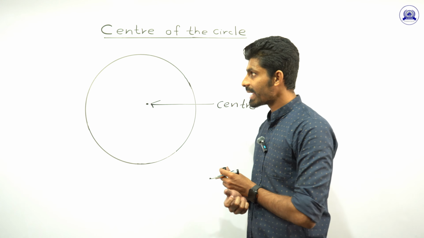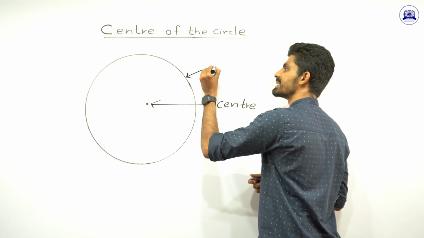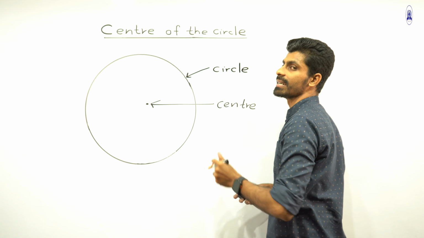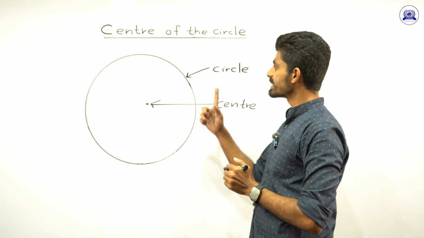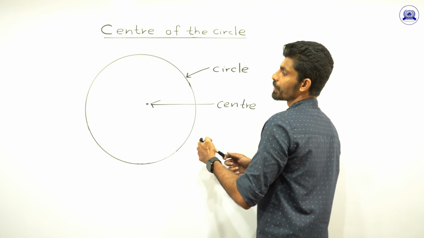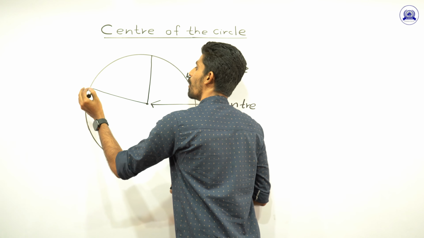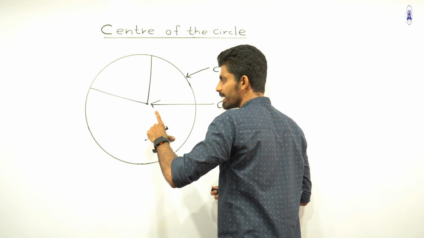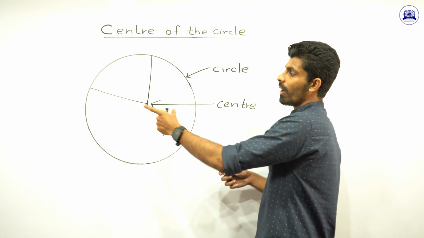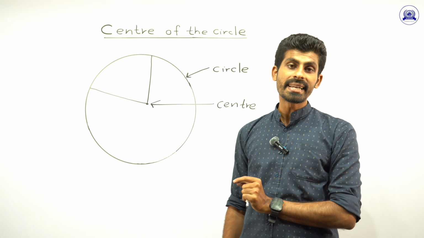Then you know that shape. What is that shape? This is a circle. Center and circle. Then you can draw lines from the center to the circle. You can see all the lines are equal. All these lines are equal in length.